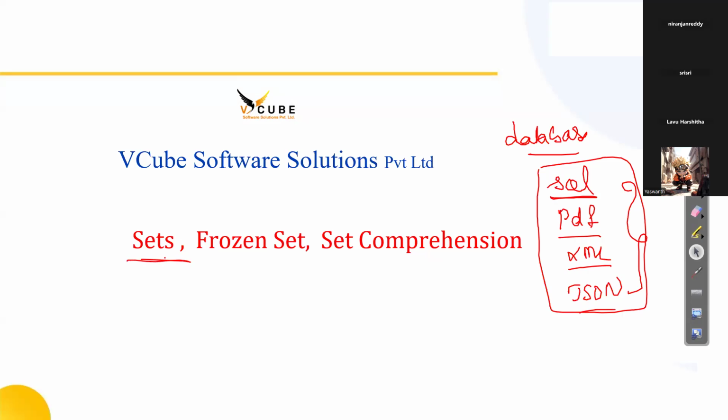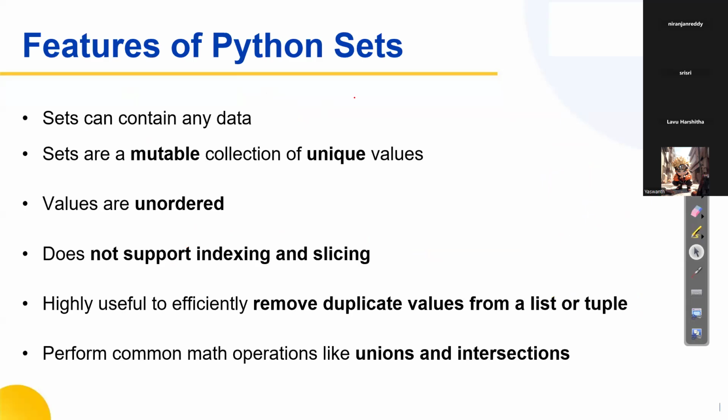Now, a set is a data structure. It is also a collection. It can contain any kind of data. Sets are mutable. At the end, I will discuss the project; once I start the topic, I cannot go back. If you want me to discuss the project, I will do it at the end only. Sets are a mutable collection of unique items. The basic purpose of sets is to store unique data. This is the most important concept.